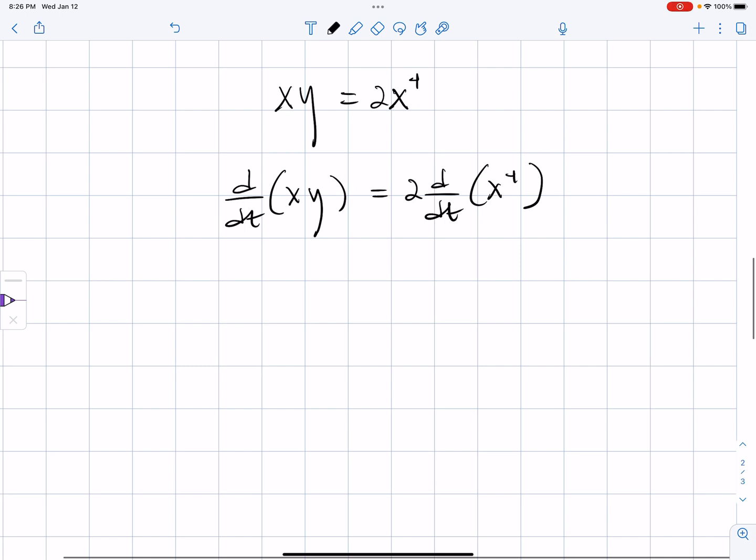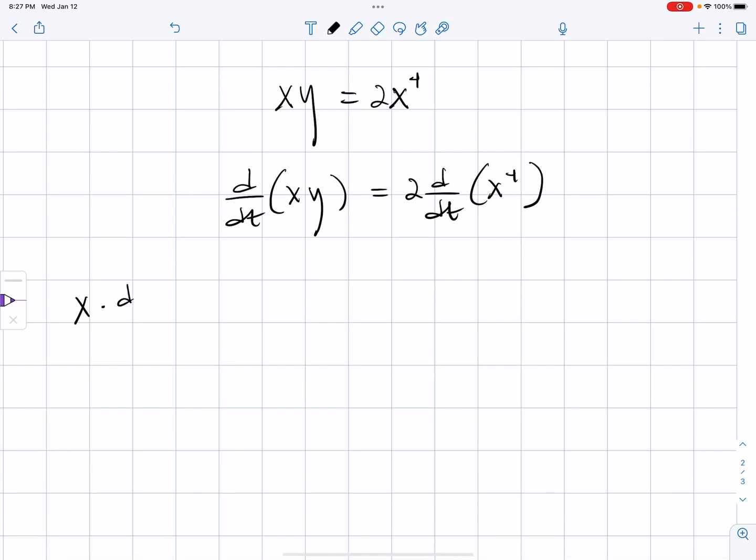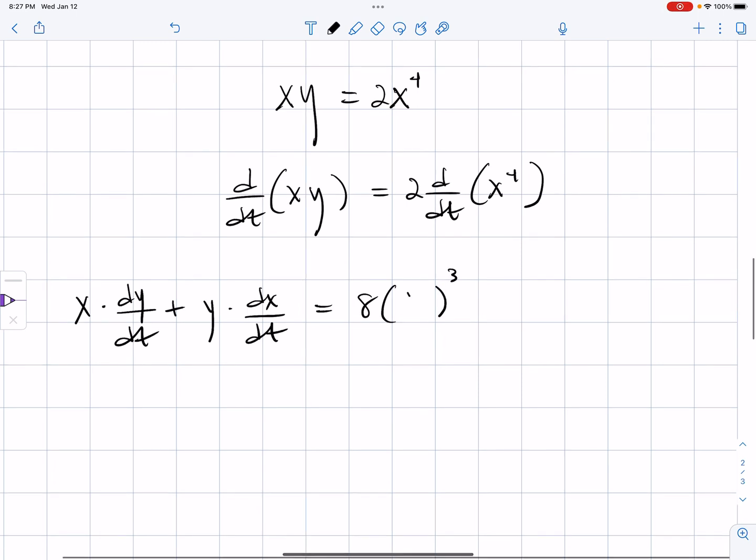So we need to think product rule. So first factor times the derivative of the second factor. Well, the derivative of y with respect to t is dy over dt. Plus the second factor times the derivative of the first factor, which would be dx over dt. And then on the right-hand side, differentiating that x to the 4th term, we bring the 4 down and multiply by the 2. Subtract 1 from the exponent. Leave the inside alone, and then multiply by the derivative of the inside with respect to t.